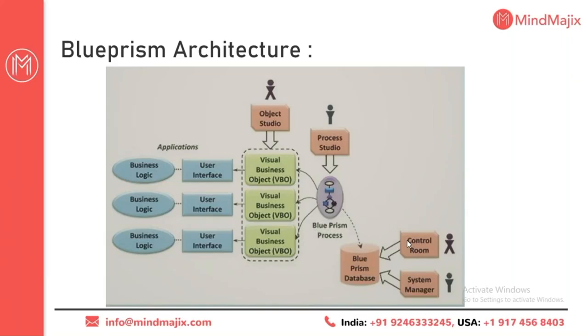Blue Prism process is nothing but Process Studio. So you know about Studio. This is commonly called Studio. You know about the Blue Prism database. Of course, this is not required, this works in the backend. You know about Control Room, System Manager. 1, 2, 3. Still there are some other components, but the high-level architecture is this.